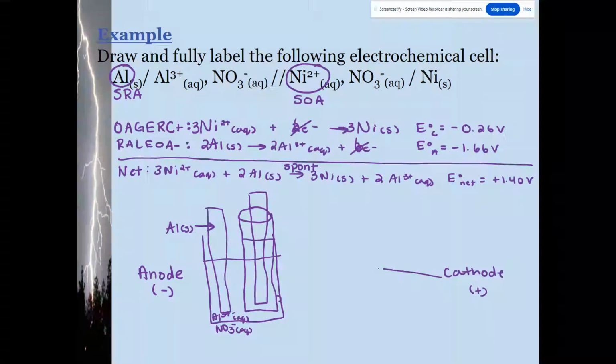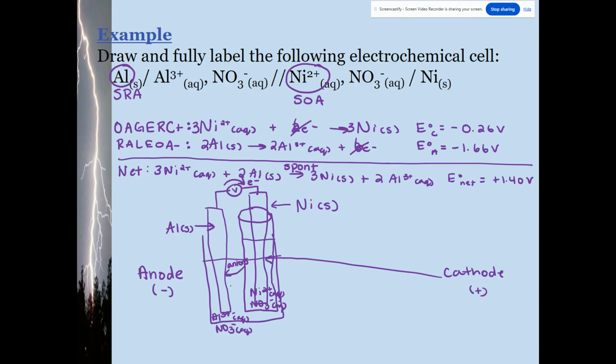So if that's my cathode, and again, it doesn't matter in the porous cup method which one goes in the porous cup, it doesn't make a difference, okay? So I have nickel ions and nitrate ions floating around inside there. Now I still connect these 2 metals with a voltmeter. My electrons are still flowing in that direction, but now there's a little bit less space. Our anion flow is towards the anode, and our cation flow is towards the cathode.